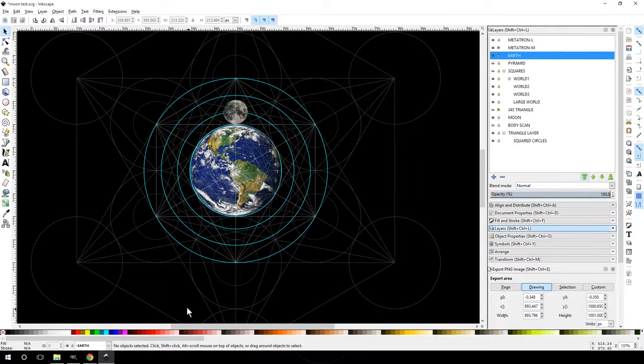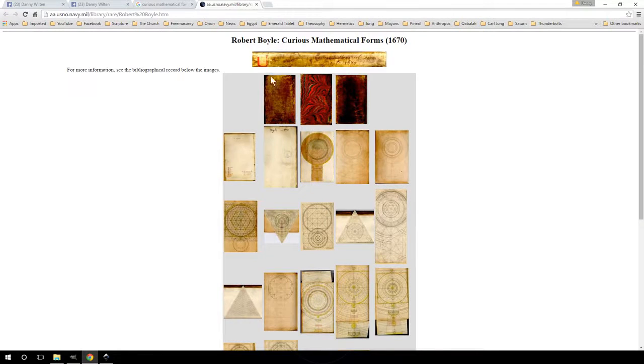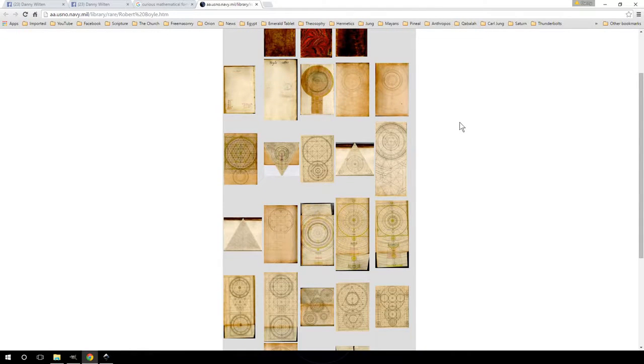Anyways, this site that I found had these images, and they date back to 1670. They're off the U.S. Navy site, and it was by Robert Boyle, Curious Mathematical Forms, in 1670, and they mention that it's a rare book. These are the only people that have this whole set of images that I've found. I couldn't find them anywhere else, and they're pretty large size.